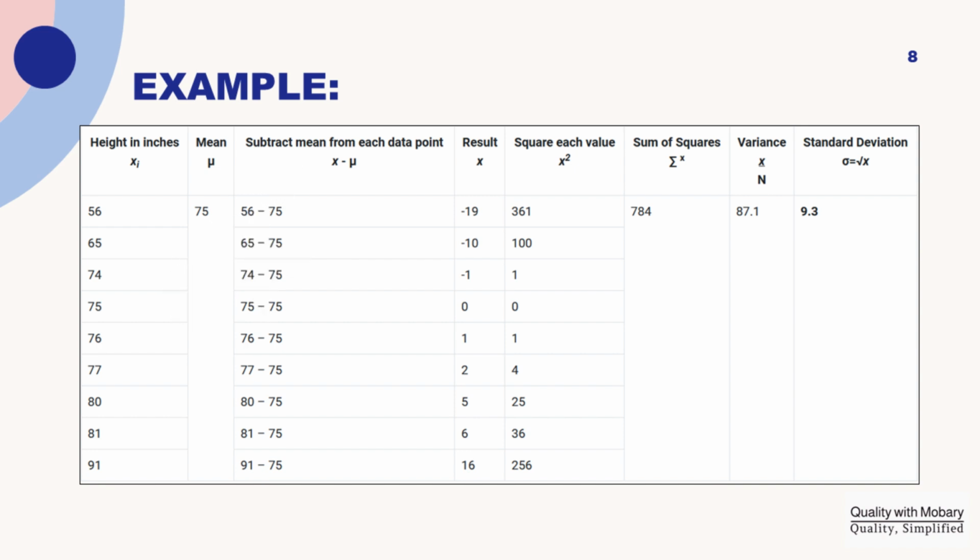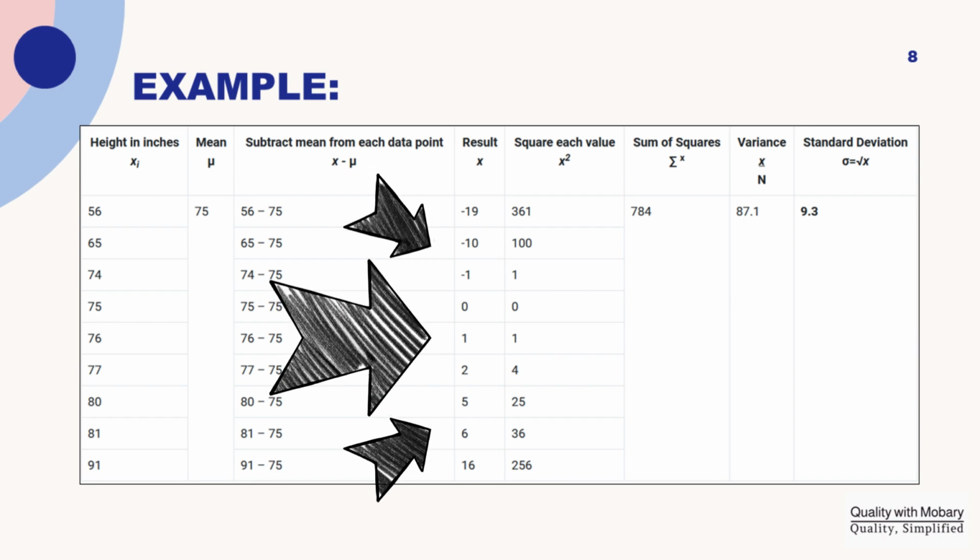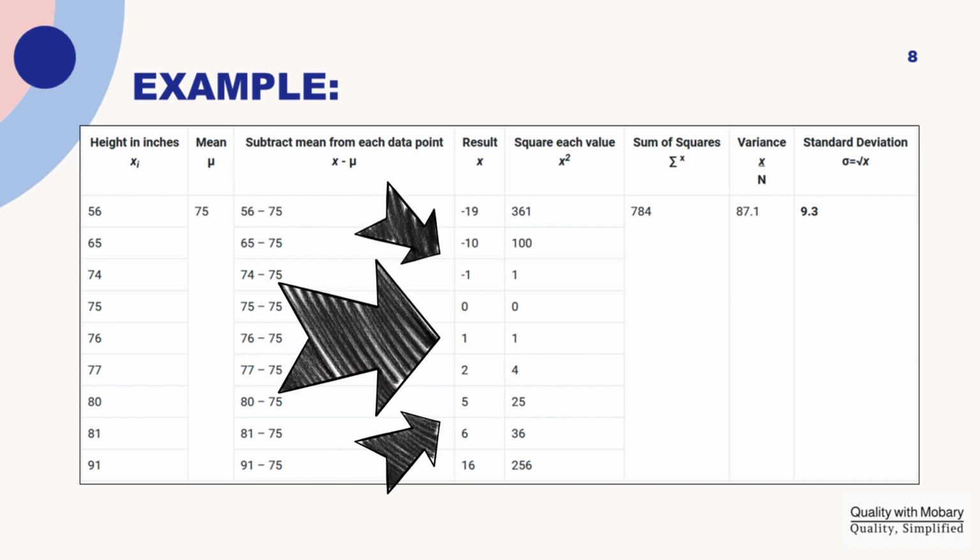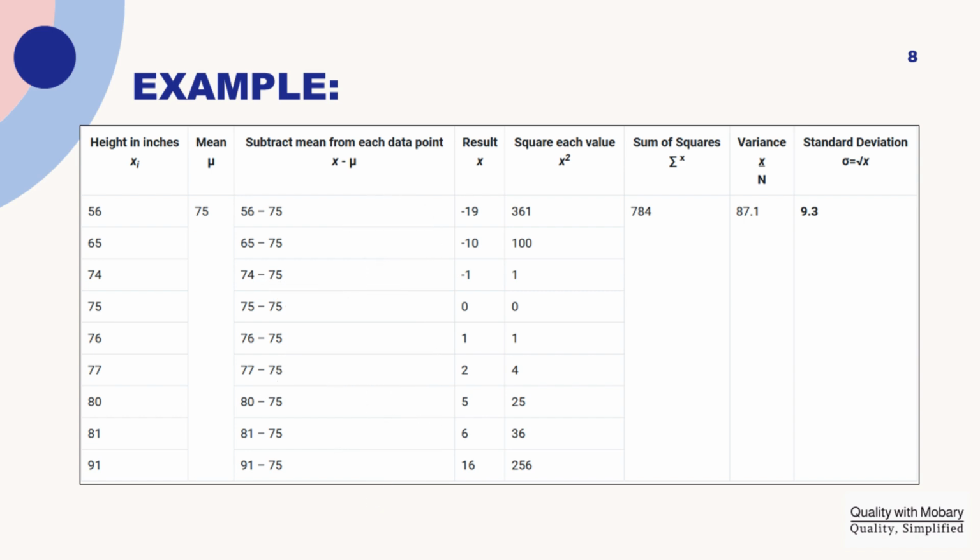And then the third step, you subtract the mean from each and every data point that you have, which is x minus mu, which is first step 56 minus 75, 65 minus 75, 74 minus 75, and so on. And you do that for each and every data point that you have, right? After that, you get the result, which is negative 19, negative 10, negative 1, 0, 1, and so on. And then you square these values, so negative 19 squared is 361, negative 10 squared is 100, negative 1 squared is 1, and so on.